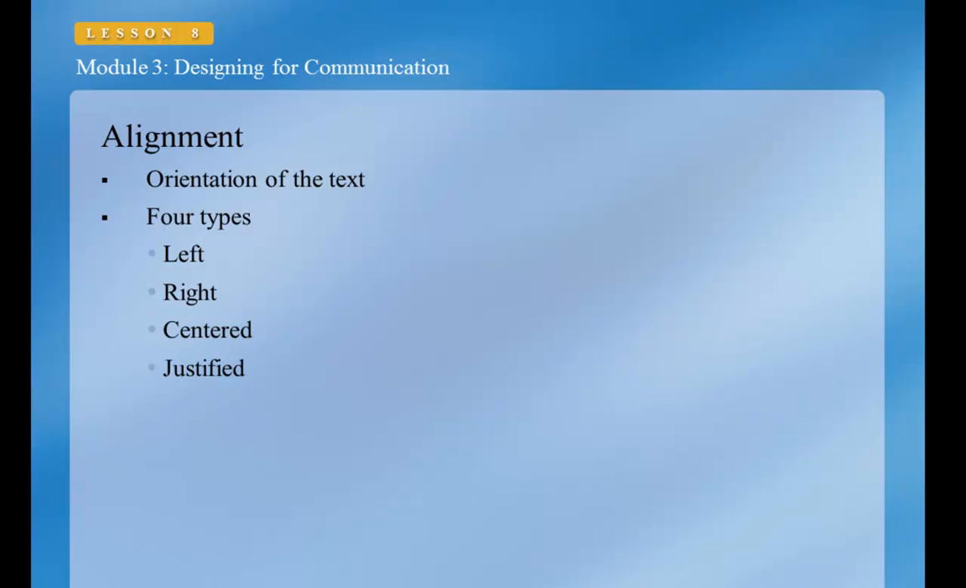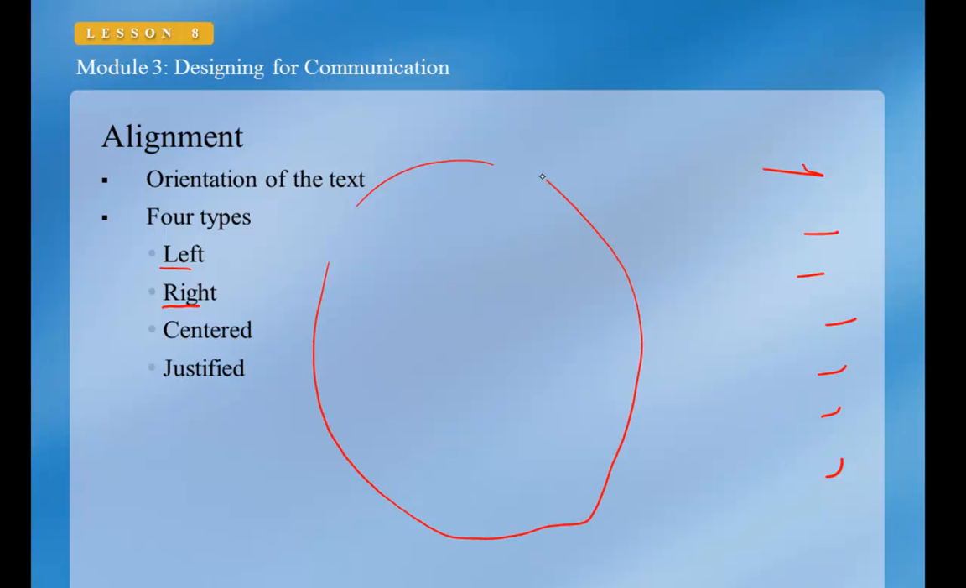Some things that help create your balance is your alignment, and you have four types. You have left, which everything's lined up on the left, which is what we're used to. You have right, which everything would be lined up over here on the right side. You have centered, which everything would be right in the middle. And then you have justified, which makes it lined up both on the left and the right and puts spaces in the middle.